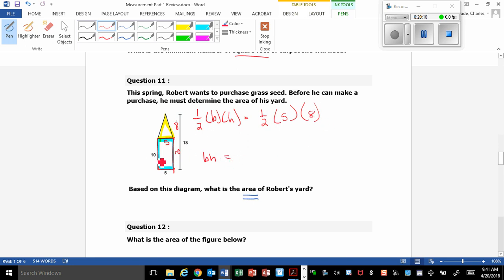Okay, and then for the rectangle, it's just 10 times 5. All right. So here I'm going to get half of 8, which is 4, times 5, which is 20, and 50. And I'm going to add those two together, and I'm going to get 70. It doesn't even give me units. So 70 units squared. Could be yards, could be feet, but that's not a big deal. If they don't give it to you, that's fine.